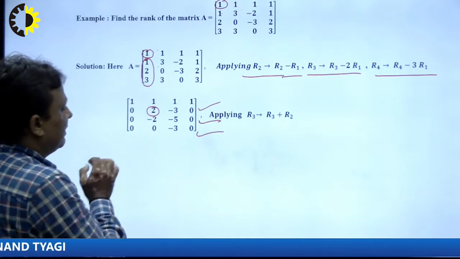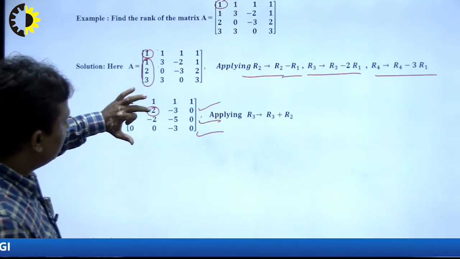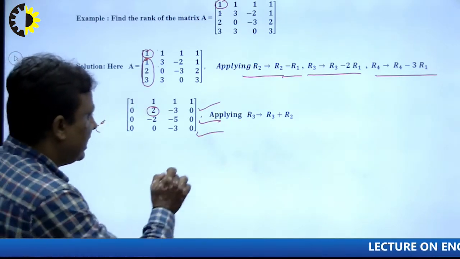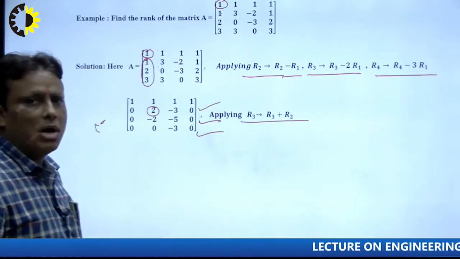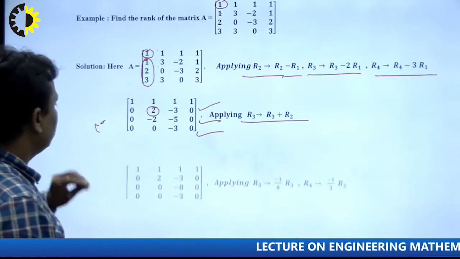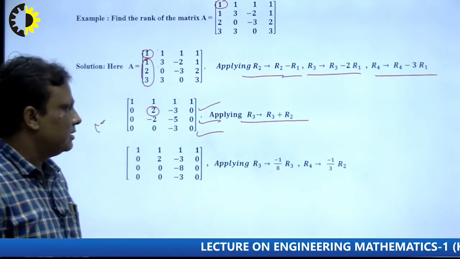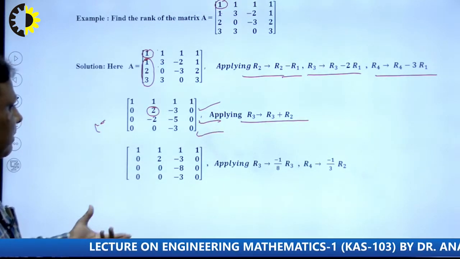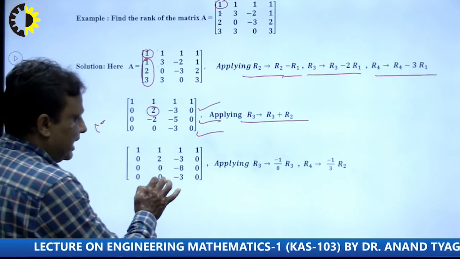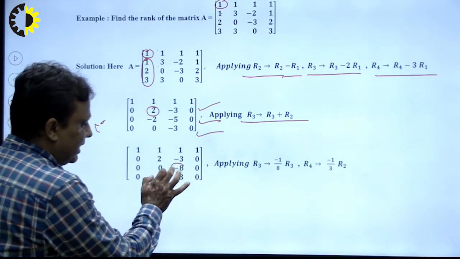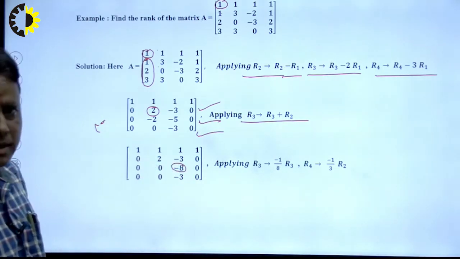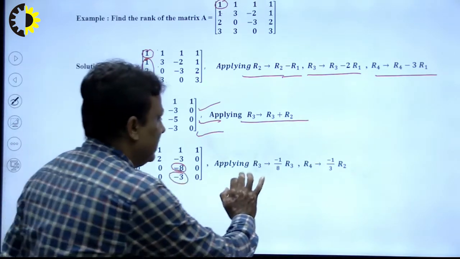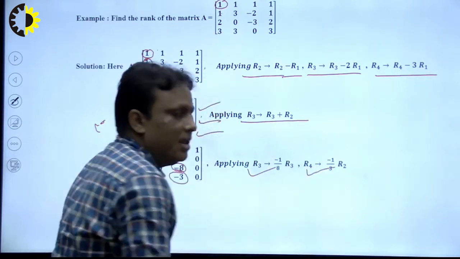Suppose I want to make this 0 with the help of this, so this can be added, because this is R2 and this is R3. So we apply here R3 arrow R3 plus R2. So this is the result. Now the question is what will be this 8. This 8 can be divided by minus 8 and this minus 3 can be divided by minus 3. So I apply it there, right?